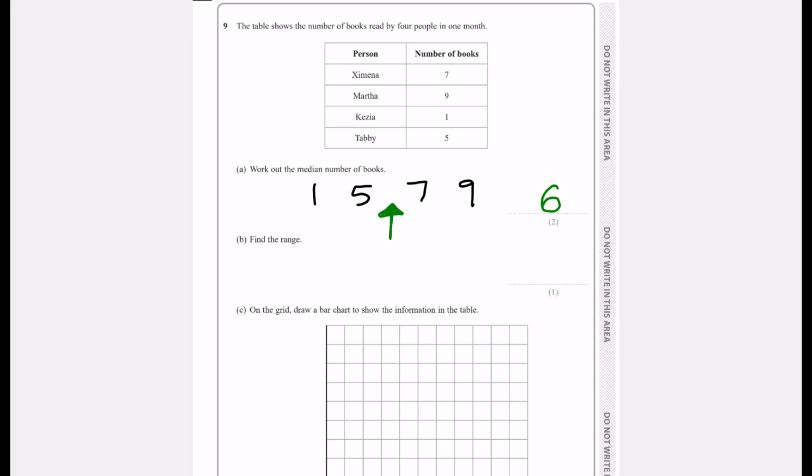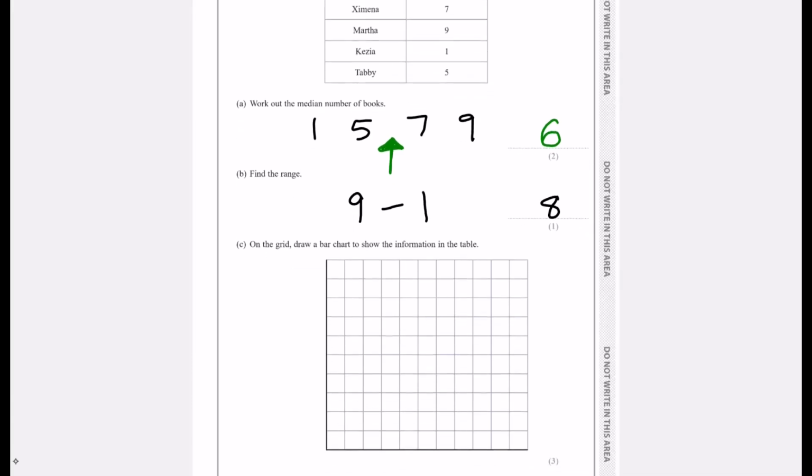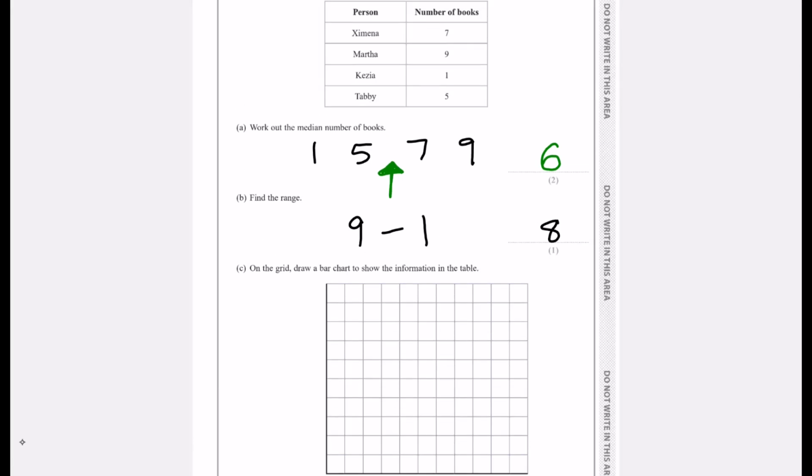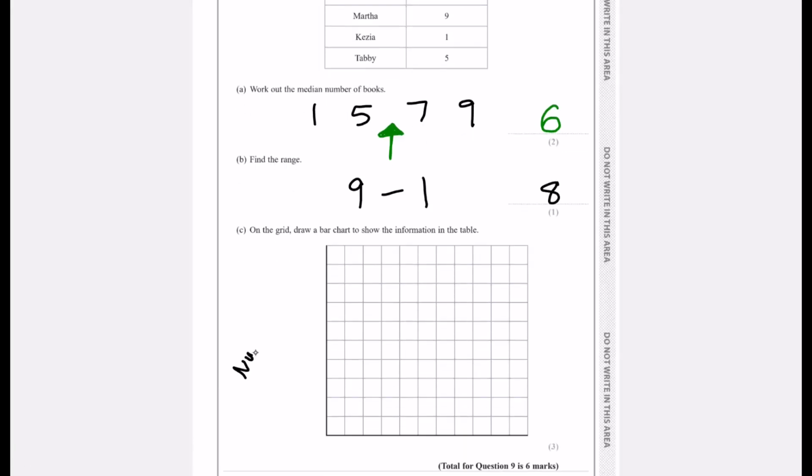Find the range. The biggest take away the smallest. 9 take away 1 is 8. And part C, draw a bar chart for this information. So we've got number of books up the side, and we're going to have 0, 1, 2, 3, 4, 5, 6, 7, 8, 9, 10. Then we want their names along the bottom. And we're going to have a gap between each bar.